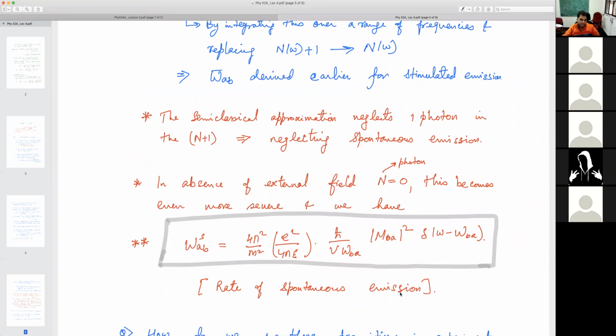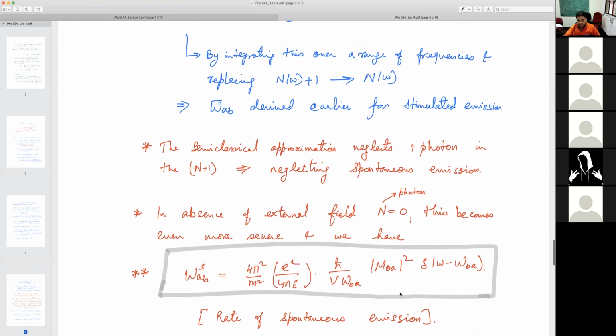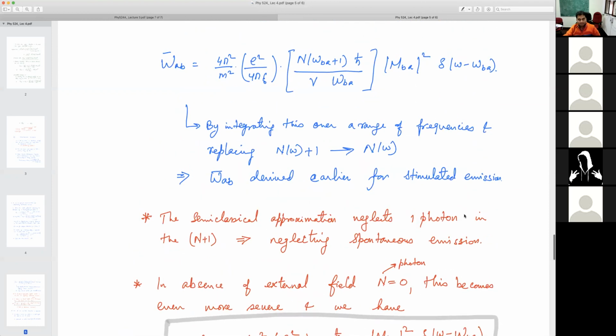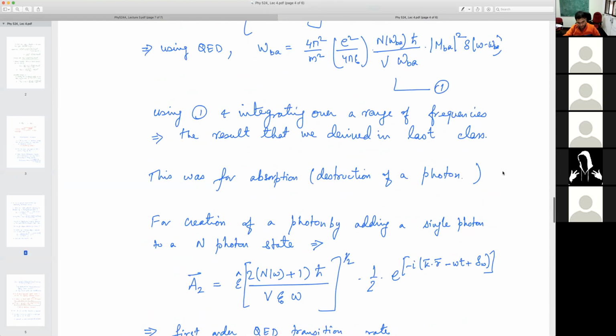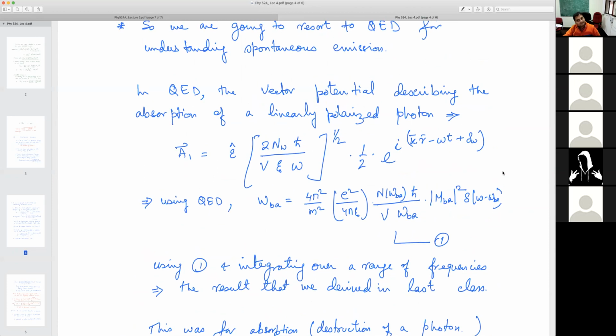And you should have a lot of questions for this now, because it's a very remarkable result and very counterintuitive also. So questions?